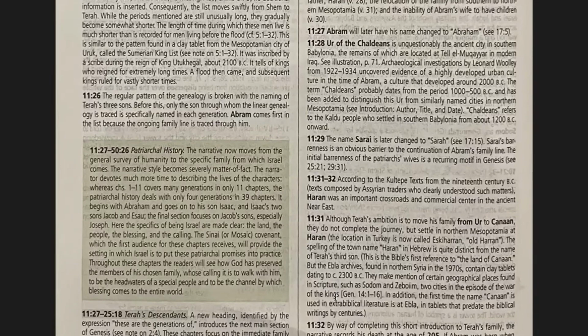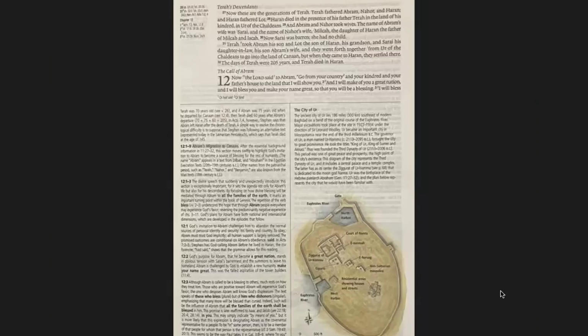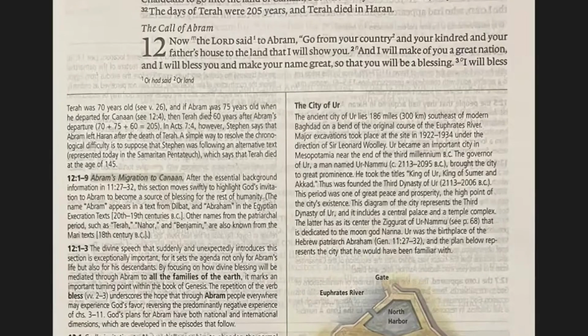Chapter 11, verse 32. By way of completing this short introduction to Terah's family, the narrative records his death at age 205. If Abram was born when Terah was 70 years old, see verse 26, and if Abram was 75 years old when he departed for Canaan, see 12:4, then Terah died 60 years after Abram's departure. 70 plus 75 plus 60 equals 205.